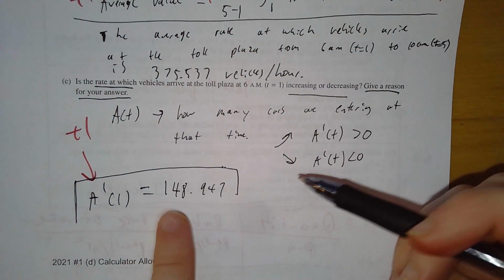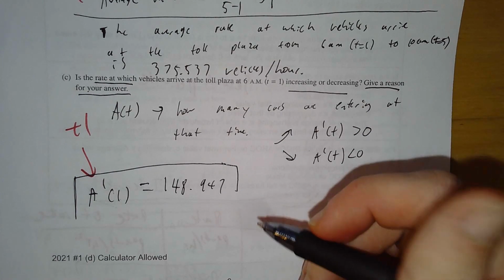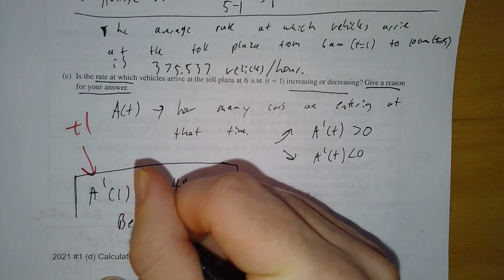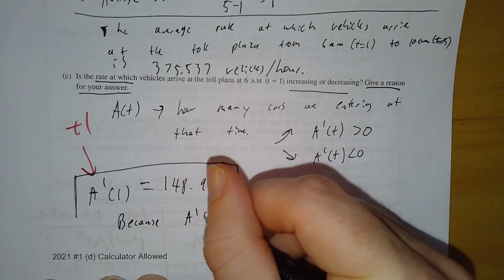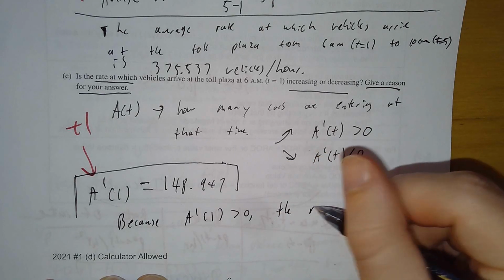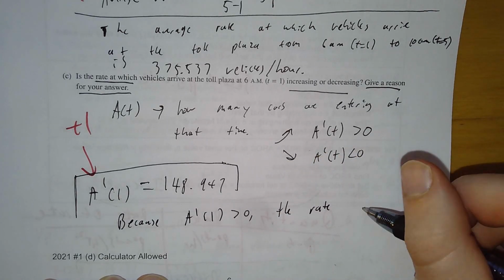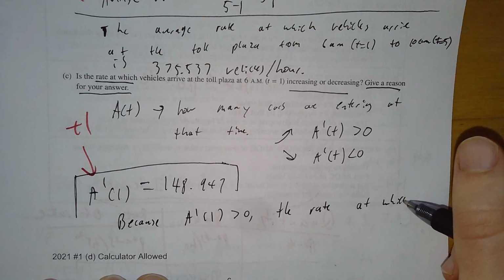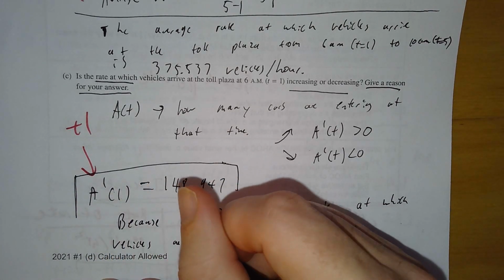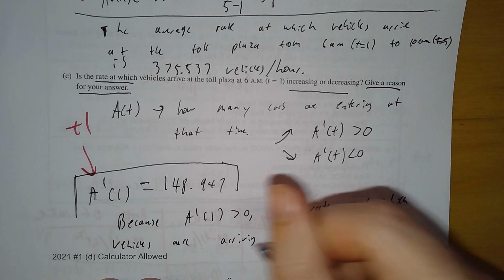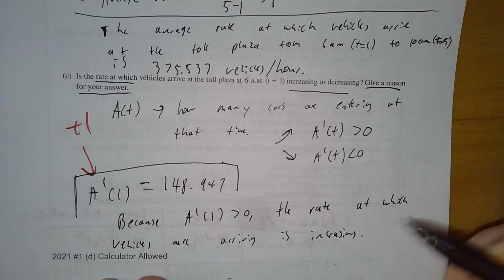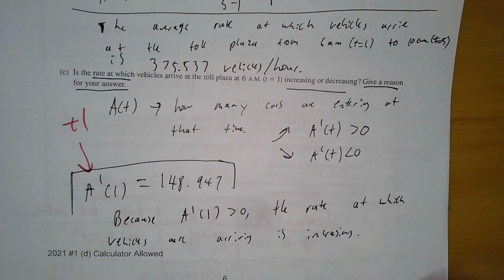Well, because this is positive, I can say because a prime of 1 is greater than 0, the rate at which vehicles are arriving is increasing. Okay, that's my other point.